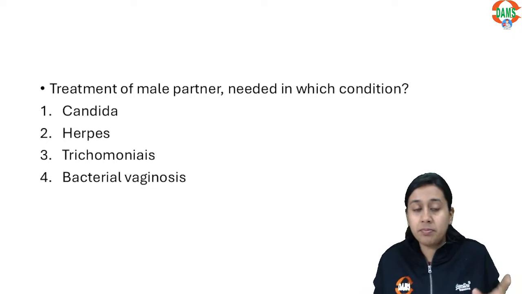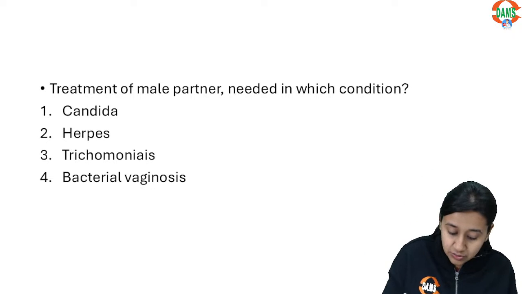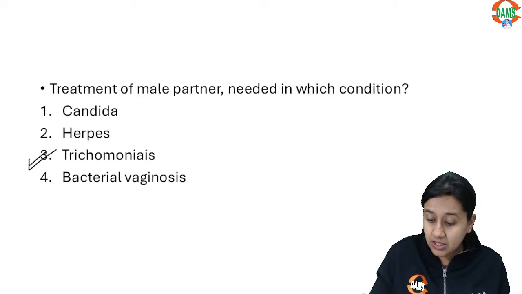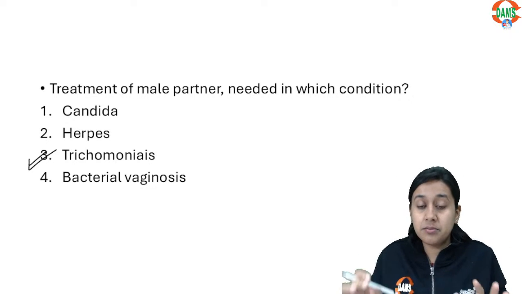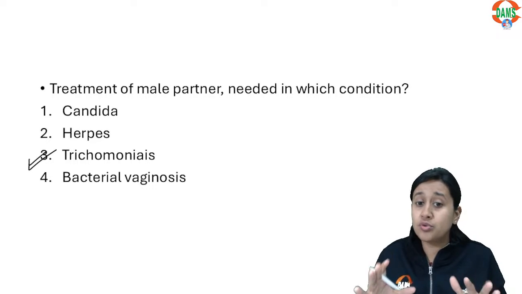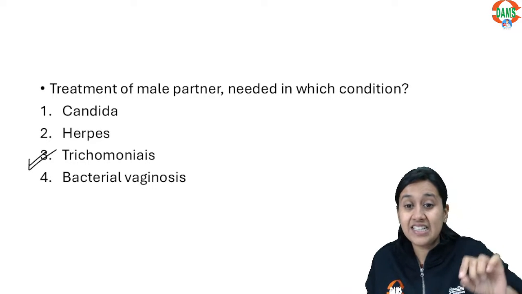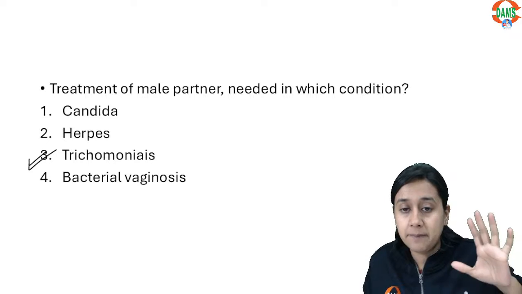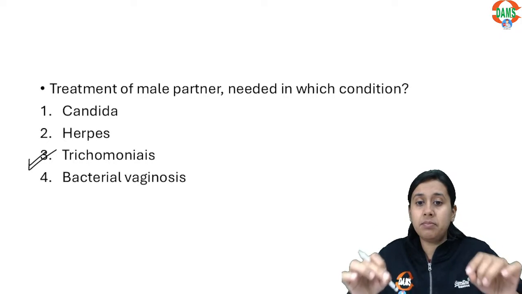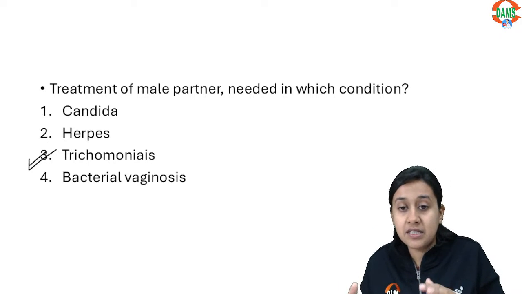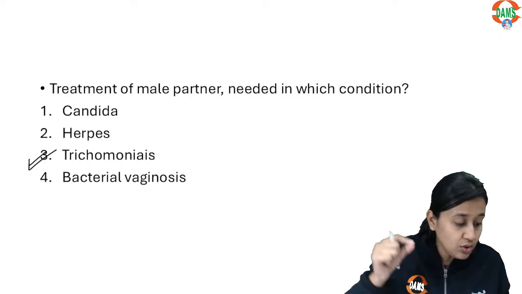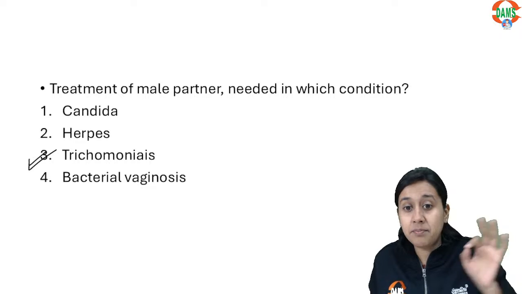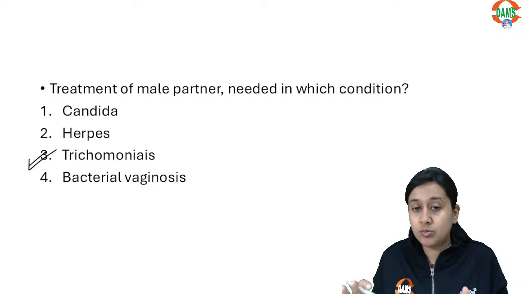So this question came from that topic, and the answer to this question is option number 3, that is trichomoniasis. Please remember, trichomoniasis, which occurs due to Trichomonas vaginalis, is an exclusive STD. You have to treat the partner of these females or males because it only transfers from one person to another due to sexual intercourse. So male partner treatment is required for trichomoniasis.